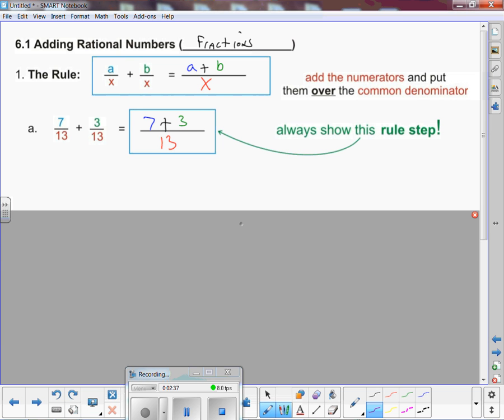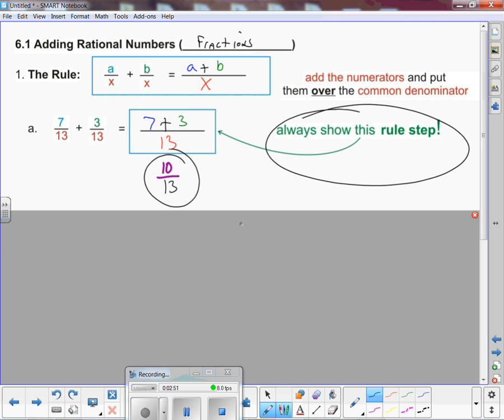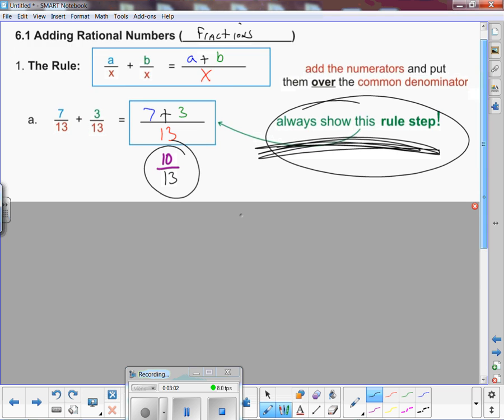Once you show the rule step, now we can go ahead and add that numerator and put it over that common denominator. But I want to see the rule step. Can I be any clearer? Always show the rule step. Very, very important.